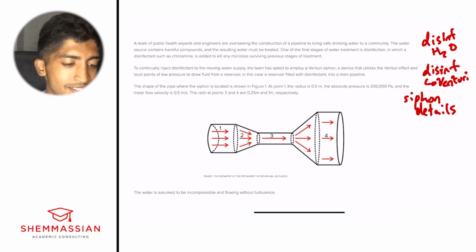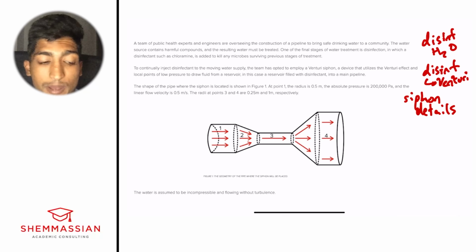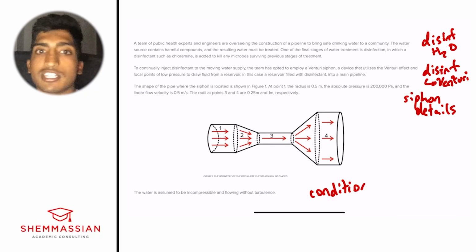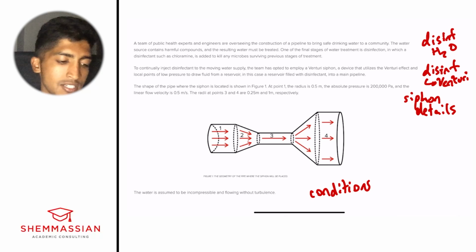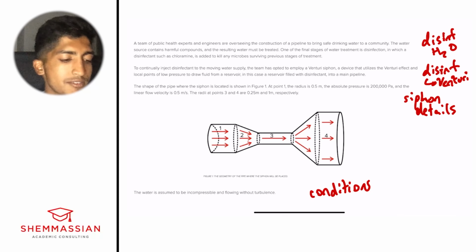Glance, nothing crazy. I see it's some sort of flowing through a siphon, different radiuses, different stuff, but at the end of the day, not going to spend too much time because we'll probably end up coming back to it. Final thing, the water is assumed to be incompressible and flowing without turbulence. So I'm just going to go ahead and write conditions here. You'll see conditions in nearly everything, any passage you come up with in chemistry and physics or biology, just how the experiments work or just how an idea is based on these conditions, right?